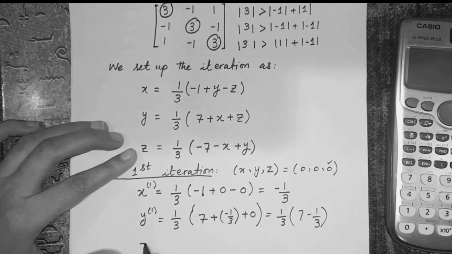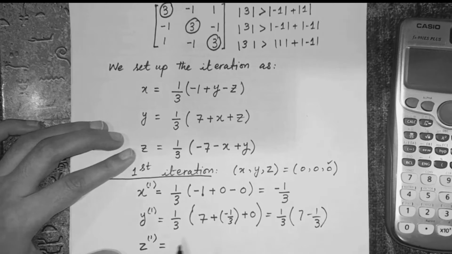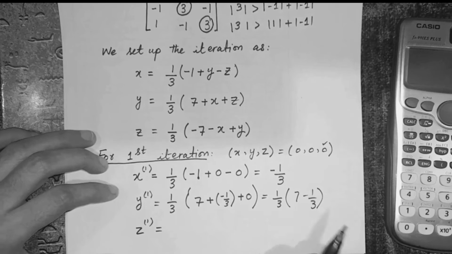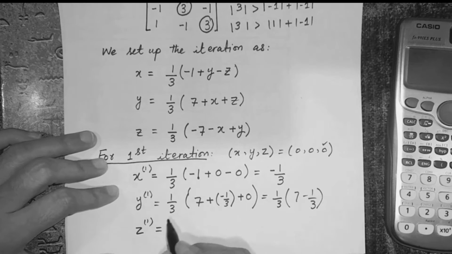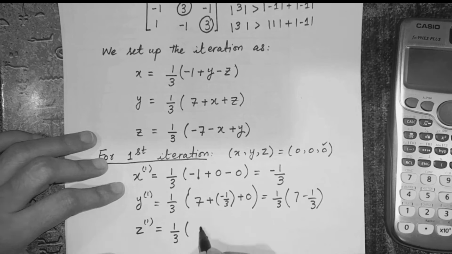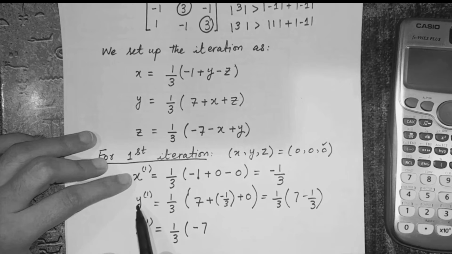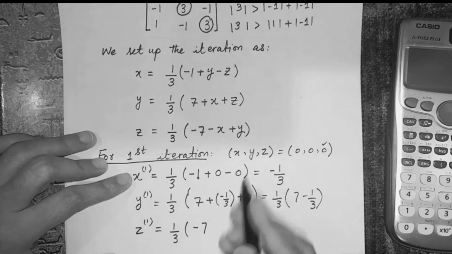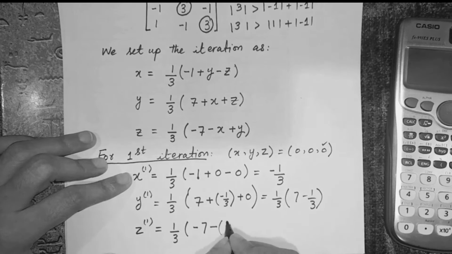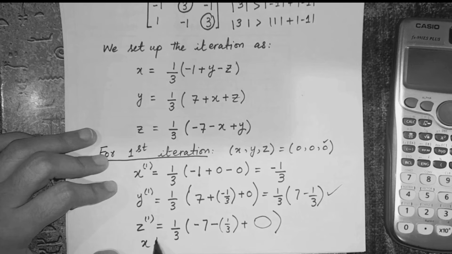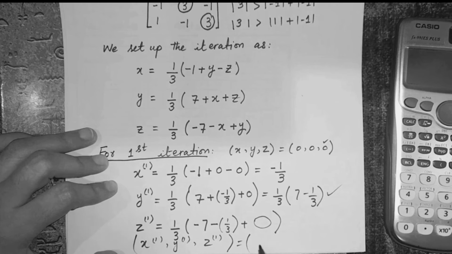For the next value, which is z1, I am just calculating all of this so that you have an idea of how to solve this method, so that we can put values on the calculator accordingly. For z it is 1/3 of negative 7. As we have just calculated the values of x and y, here we will put the value of x, which is negative 1/3, and the value of y. Here you can put the value of y we just found, and in this way we will get the first iteration, x1, y1, z1, equal to whatever the values are.